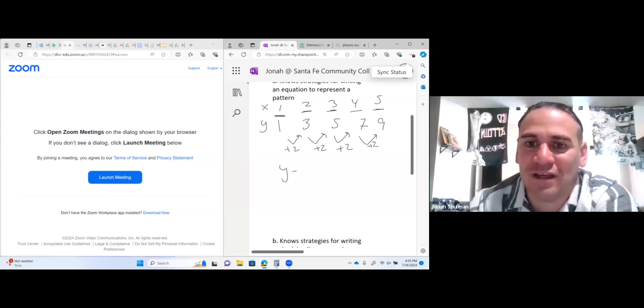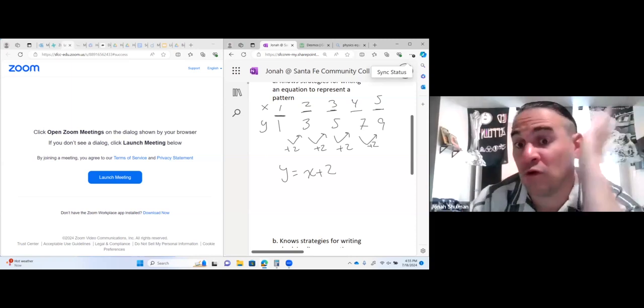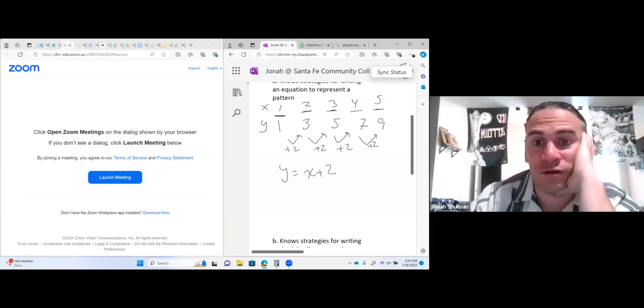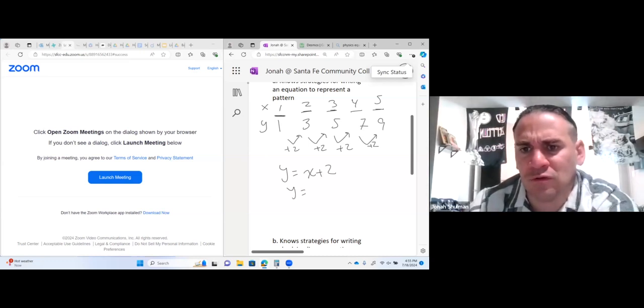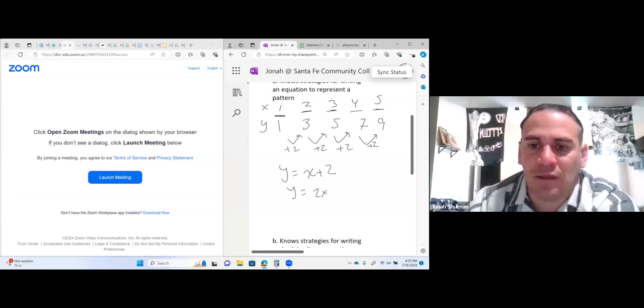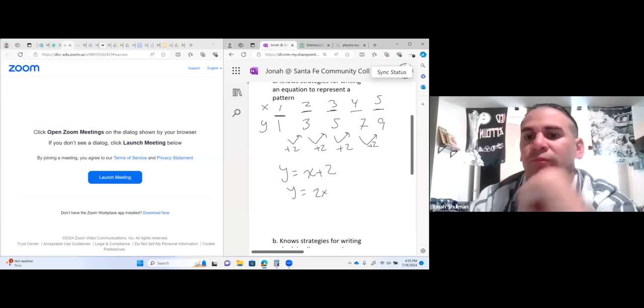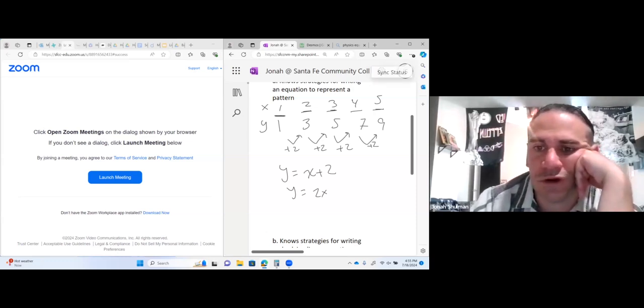So if we just do y equals x plus 2, will that work? No, because look, for 1 it should give us 1. It doesn't work, right? 1 plus 2 is 3, so that doesn't work. Well, what if we put the 2x here? Then this won't work either because 1 times 2 is 2. It still doesn't work.